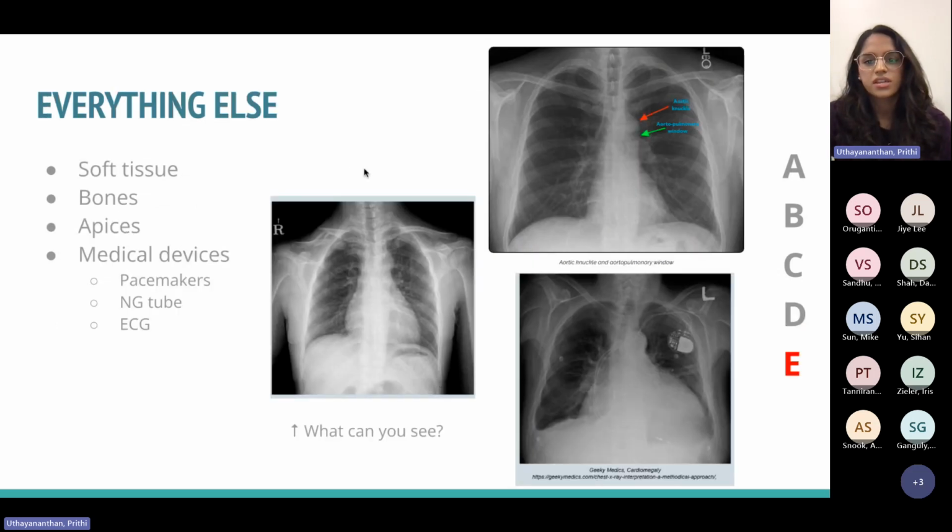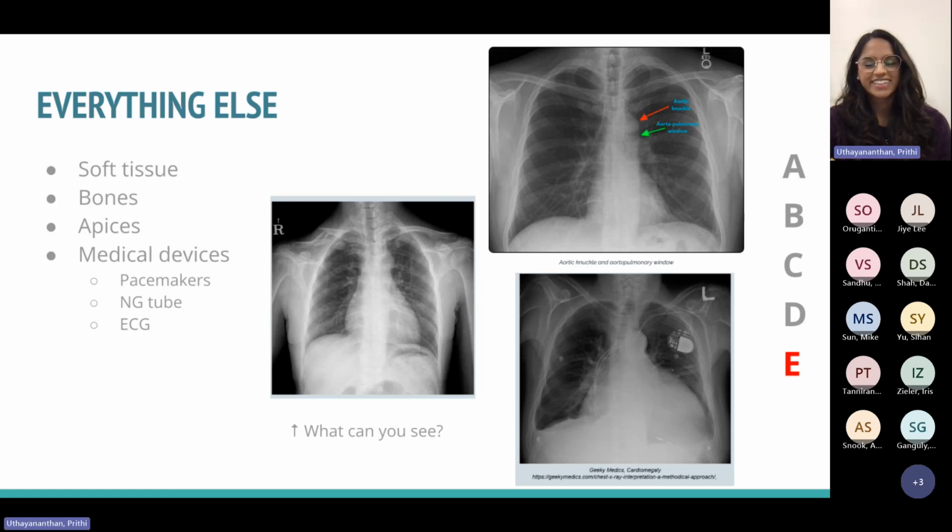And finally, everything else. So this is anything else in the X-ray that you think is a bit weird or should be noted. So any soft tissue swelling, any breaks in bones, any medical devices like pacemakers, NG tubes, ECGs, all of that. Even though it might seem like it's not relevant to whatever OSCE station, it probably will give you marks if you do explain, like this pacemaker here. You can see.